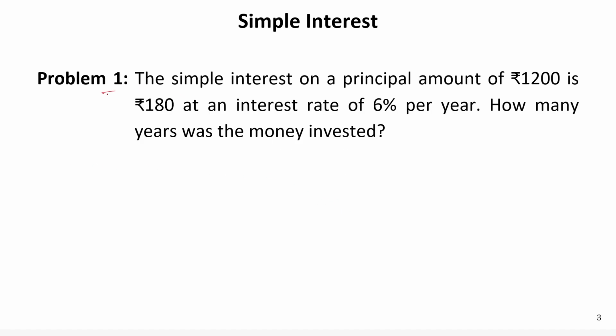So let's see problem number 1. The simple interest on a principal amount of 1200 is 180 at an interest rate of 6% per year. So how many years was the money invested? So SI is equal to PRT by 100 when R is given in percentage form. Okay, so principal amount is 1200 into R is equal to 6% into T. T is not available here. We assume the number of years is equal to T here. Okay, so this by 100 is equal to 180, given to us, right?